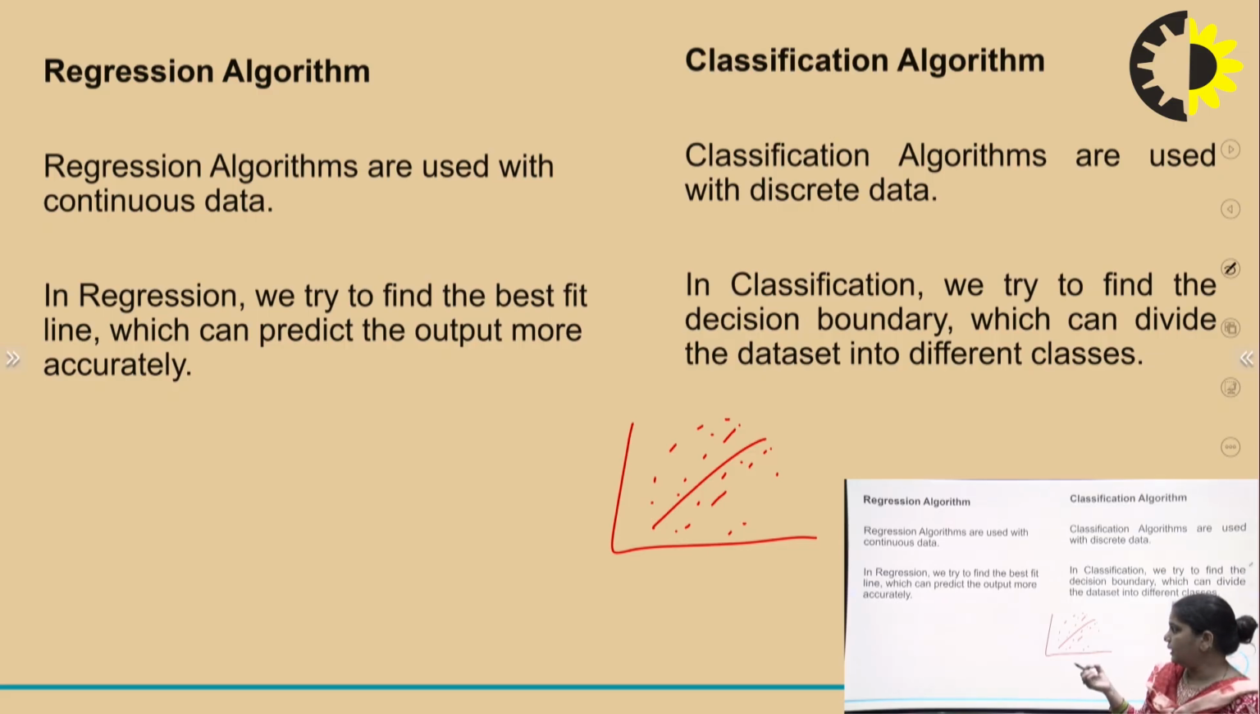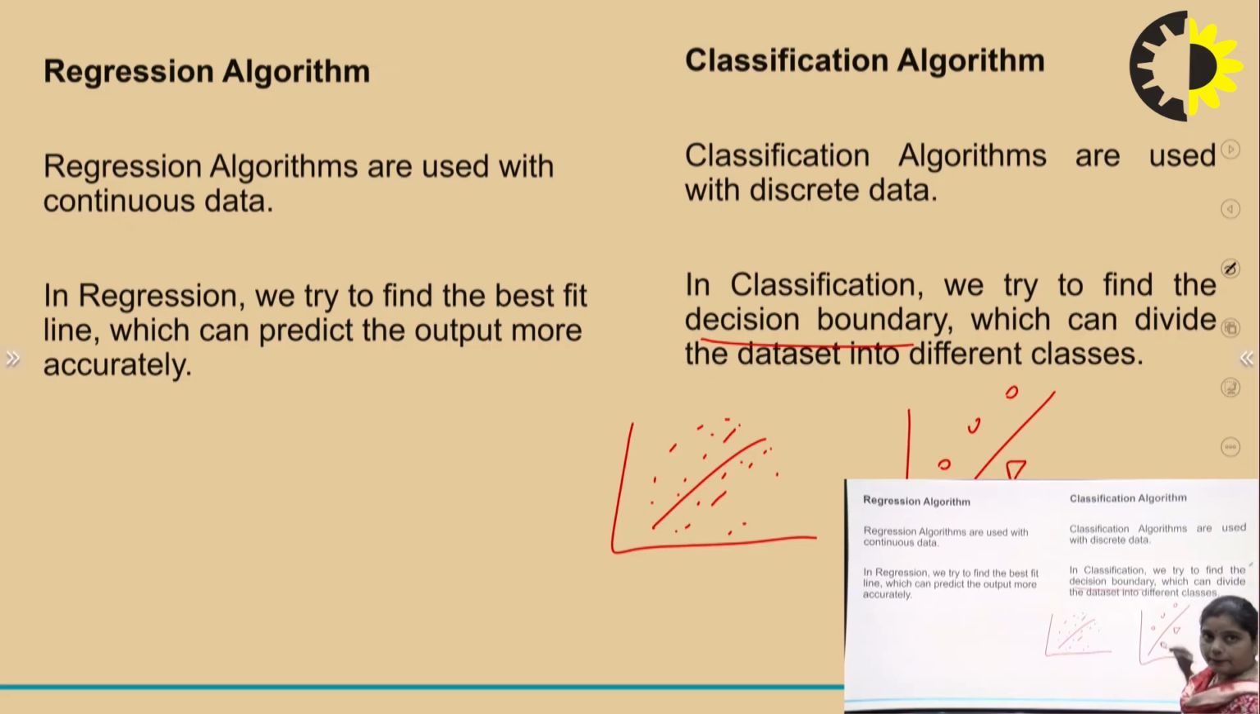What is the equation of the line? y is equal to mx plus c. So in regression we basically focus on finding the best fit line which can predict the output in a more accurate manner. What happens in classification? Classification algorithms are used with discrete data. So in classification we always try to find the decision boundary that can best divide the data set into different classes, like in the graph we have seen earlier.